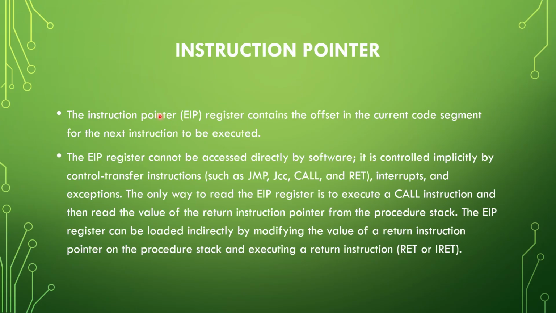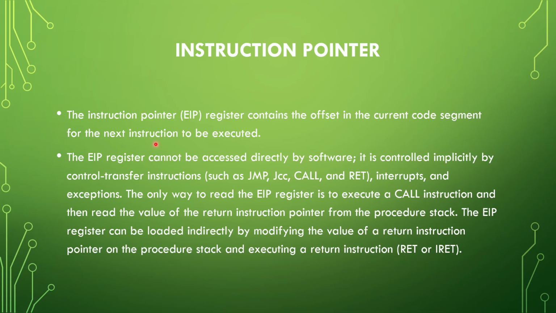Instruction pointer. The instruction pointer, which is known as the EIP register, contains the offset in the current code segment for the next instruction to be executed. The EIP register cannot be accessed directly by software. We have to control it by certain control transfer instructions such as jump, Jcc, call, return, and by interrupts and other exceptions. The only way to read the instruction pointer is to execute a call instruction and then read the value of the return instruction pointer from the procedure stack. So in this way only we can access the IP register.